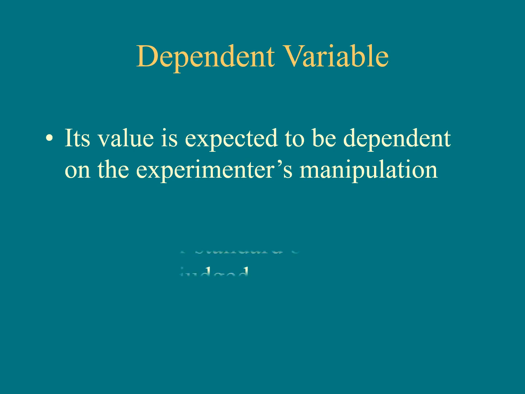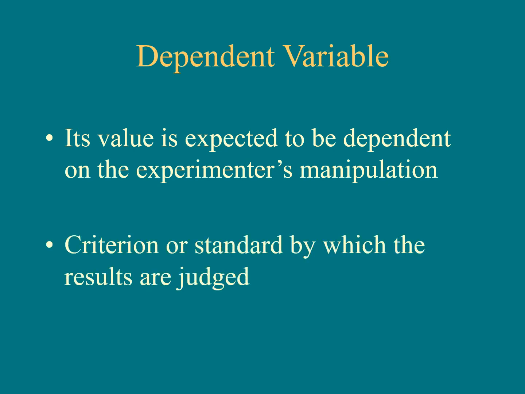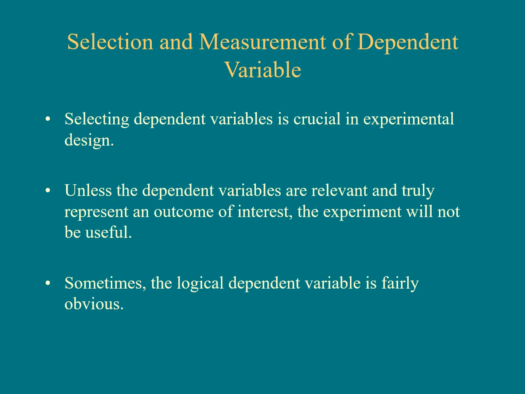Dependent variable. Its value is expected to be dependent on the experimenter's manipulation. Criterion are standards by which the results are judged. Selection and measurement of dependent variable. Selecting the dependent variable is crucial in experimental design. Unless the dependent variables are relevant and truly represent an outcome of interest, the experiment will not be useful. Sometimes the logical dependent variable is fairly obvious.